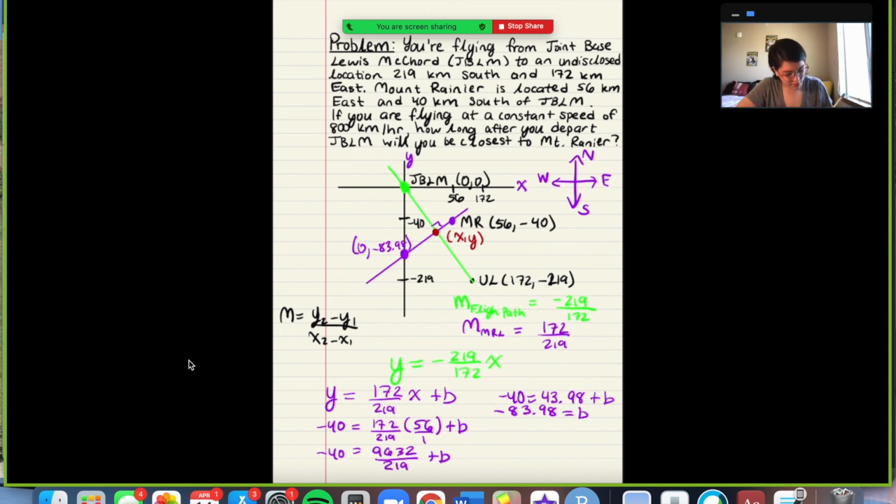And the equation of our purple line would be y is equal to our slope, which is 172 over 219 x, minus 83.98, our y-intercept. So we have the equation of our purple line. We have the equation of our green line. So now we're going to need to graph both of those.